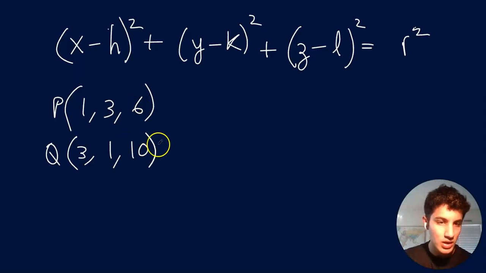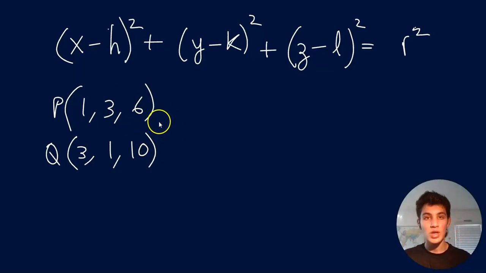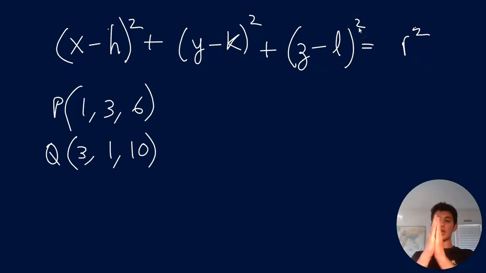And then 10, right? So we want to find the equation of the sphere. Well, let's think about it. What are the x, y, z? Those are just going to be in the equation. So all we need to find are h, k, l, and r squared. Now, when you think about a diameter, what's going to be in the middle of the diameter? The diameter passes through the center. It's equidistant on either side from the center. So the midpoint of the diameter is going to be the center.